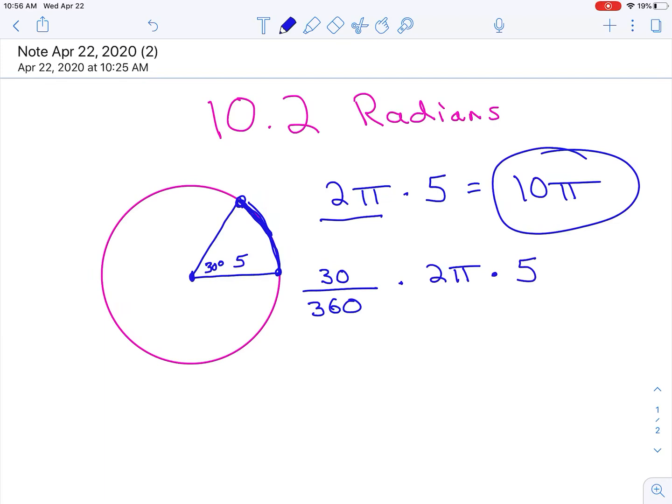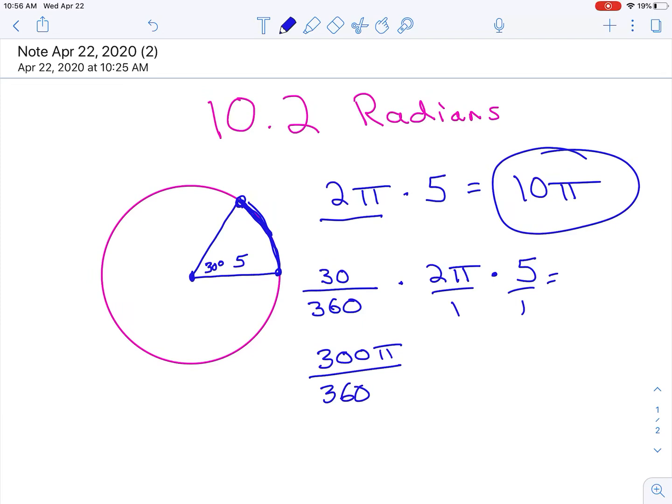And then that right there is going to tell us that just that one small part would be what? If I multiply all of my numerators, I get 60 pi times 5, which is 300 pi over 360. You could get it as a decimal or leave it in terms of pi, but that would give you just the length of that blue segment.